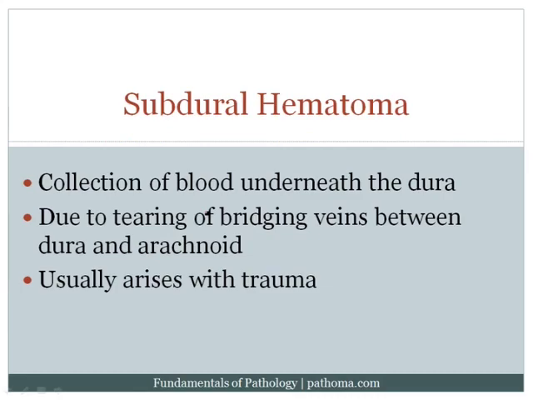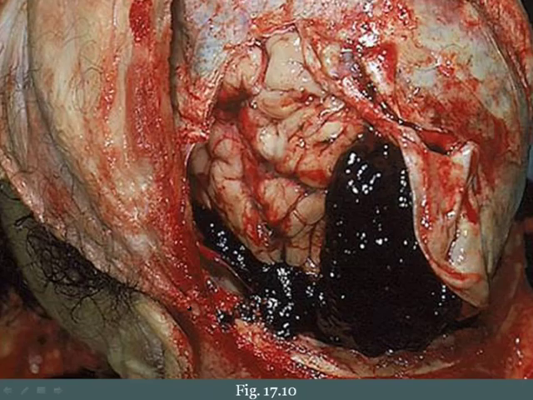And so your text here says that a subdural hematoma is a collection of blood beneath the dura, tearing of bridging veins, high yield, and it usually arises with trauma. Here's a picture of a subdural hematoma. This thick layer here represents the dura, and then you can see that there's blood underneath the dura, and it's sitting on top of the brain here. So again, classic subdural hematoma.